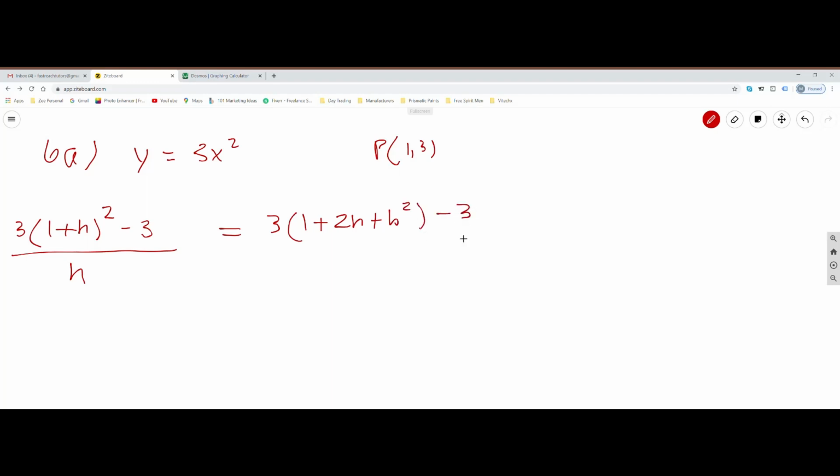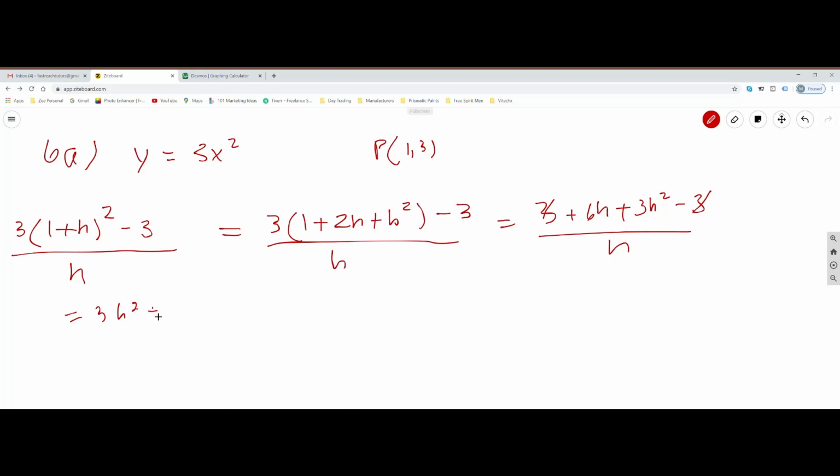Minus 3 over h equals, now you're going to multiply everything by 3: 3 plus 6h plus 3h squared, minus 3, over h. That equals 3h squared plus 6h over h.